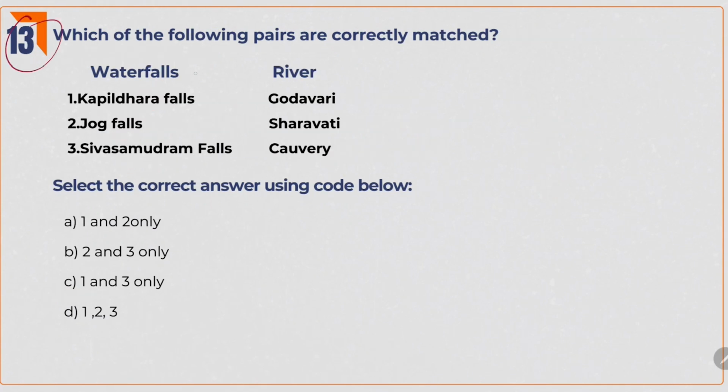Next one. Waterfalls and the associated river. In 2024 especially, UPSC is again focusing on rivers and waterfalls, and they gave this question exactly. Jog Falls is located on which river? Kapiladhara Falls, Godavari. No, it is such a wrong statement.